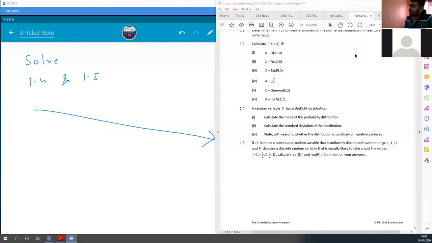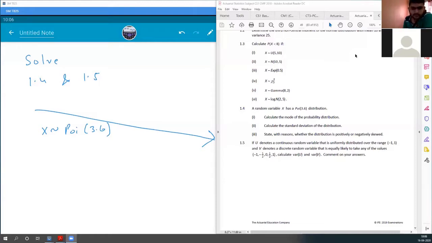For 1.4, we have Poisson distribution. So we'll say our x follows Poisson 3.6, and we have to calculate the mode of the probability distribution.